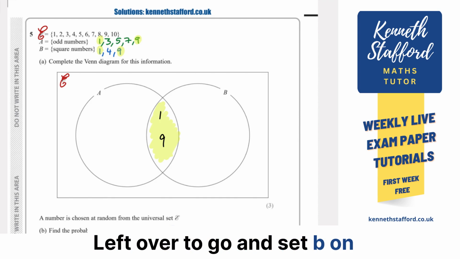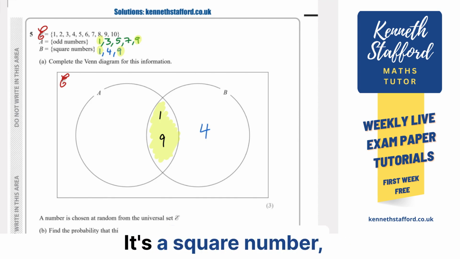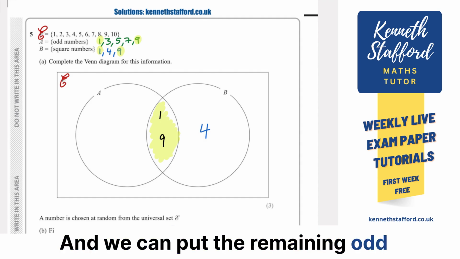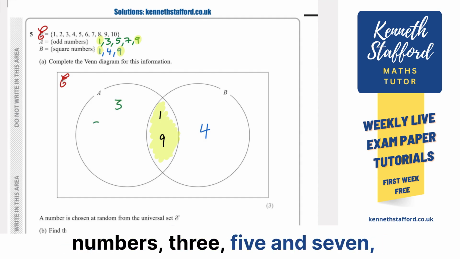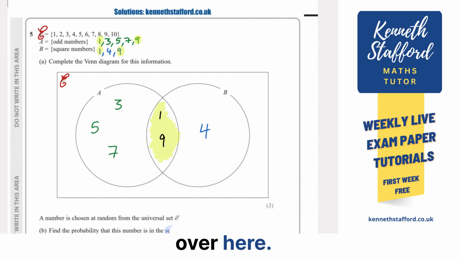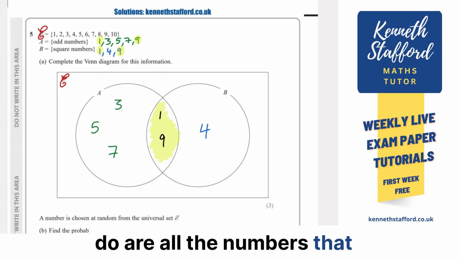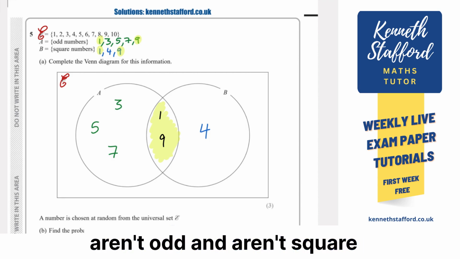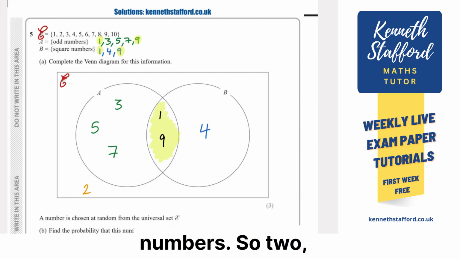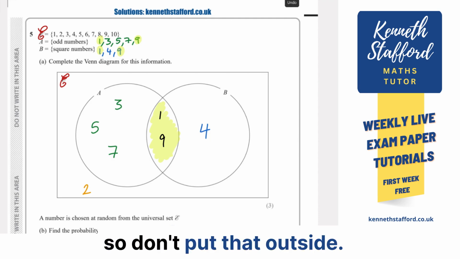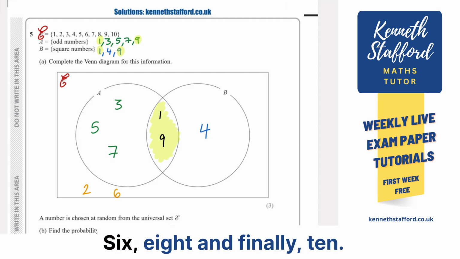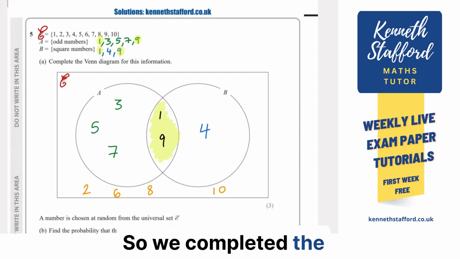Left over to go in set B on its own is the number 4. It's a square number, but it's not odd. And we can put the remaining odd numbers, 3, 5, and 7, over here. And now what we've got left to do are all the numbers that aren't odd and aren't square numbers. So 2, 4 was over here, so don't put that outside. 6, 8, and finally 10. So we've completed the Venn diagram.